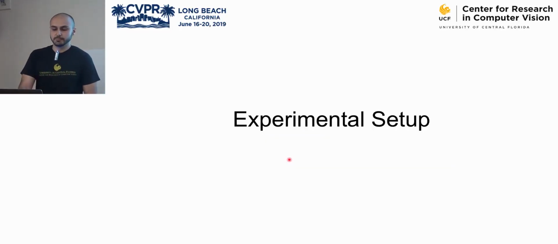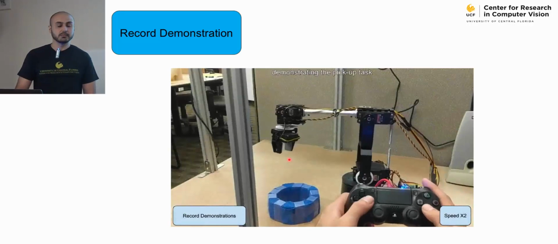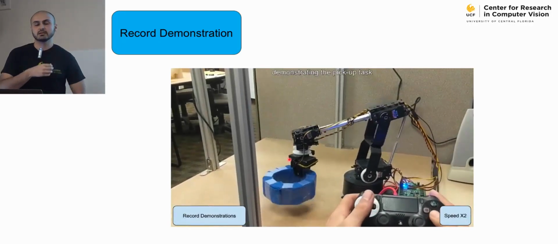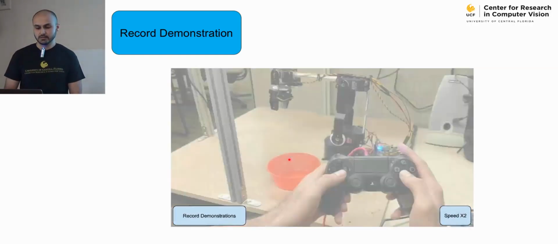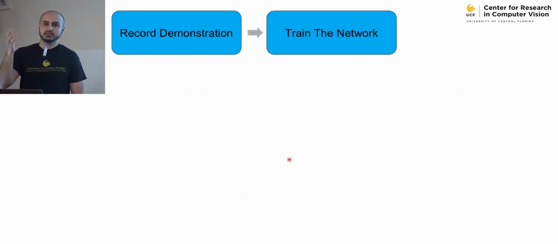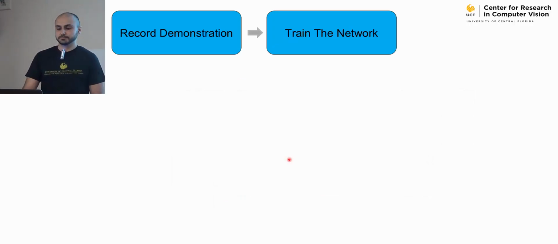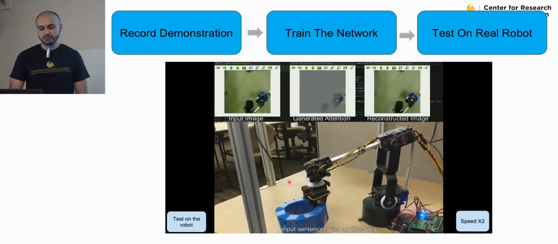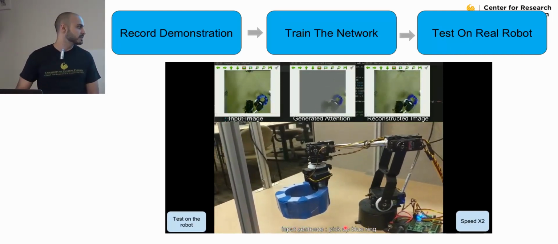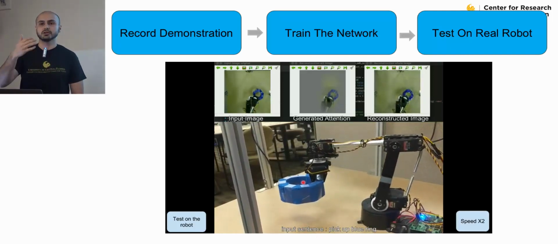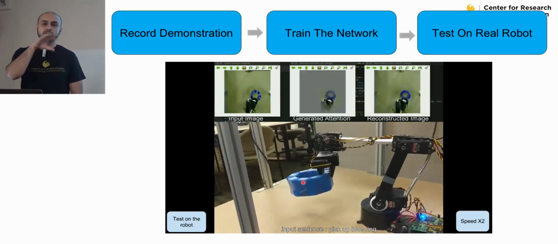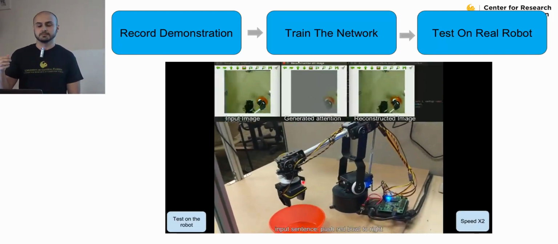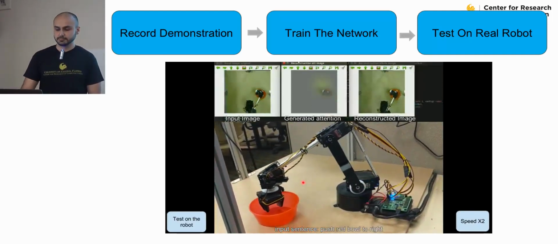So, experimental setup. First, we record some demonstrations using a game controller and a robot. We save all the joint angles. We train the network that I described earlier. And finally, we test it on the robot. So given a sentence, like here the sentence is pick up the blue ring, we let the robot run it for itself. And a human judge observes it and decides if the robot was successful or not in doing this task.